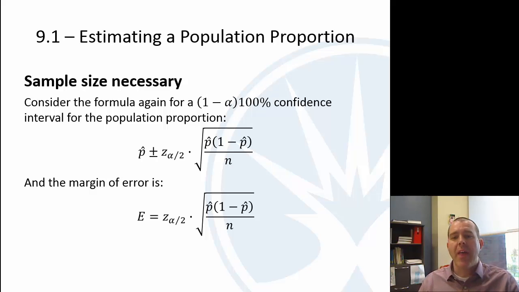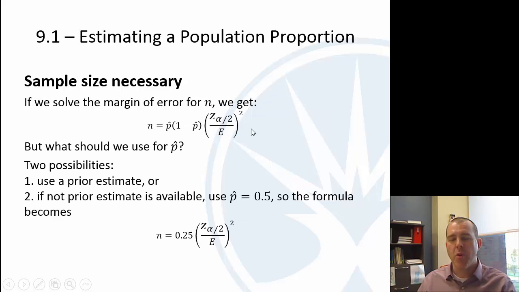So if we look at that confidence interval formula, just that last part is the margin of error, so we're going to call that E, the margin of error. If we do a little algebra, square both sides, divide, do a reciprocal, and solve for n, we get this formula here, that n is p hat times 1 minus p hat, and then this formula here. So we can find the sample size that we would need under certain conditions. The problem is, what do we use for p hat?